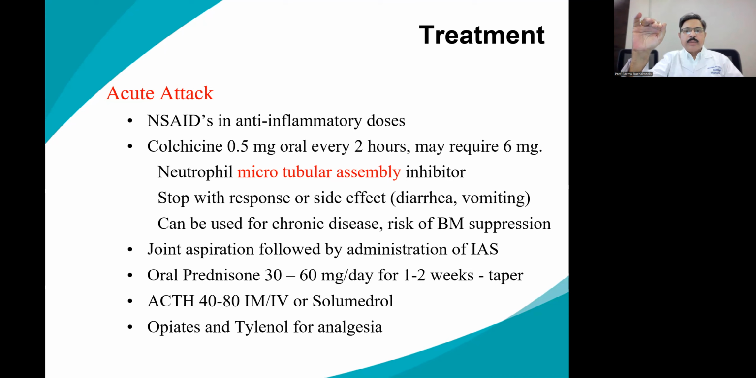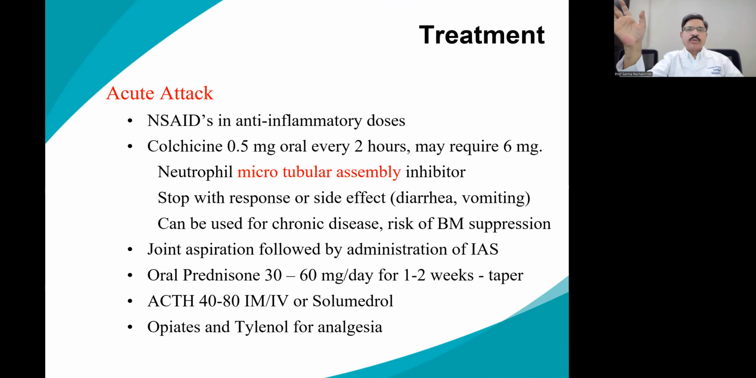Joint aspiration followed by intra-articular administration of steroids, IAS. Acute attack, joint aspiration with IAS. Or oral prednisolone, 1 milligram per kilogram body weight, for 1 to 2 weeks, and then taper. Or give ACTH, 40 to 80 units IM or IV, or Solumedrol. Opiates, and Tylenol, that is paracetamol, for analgesia.